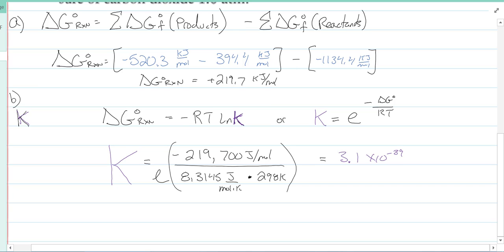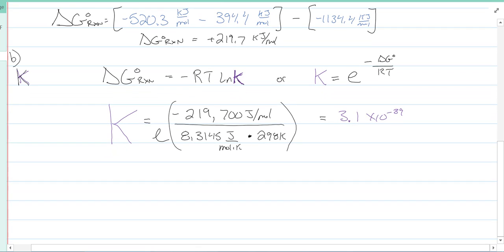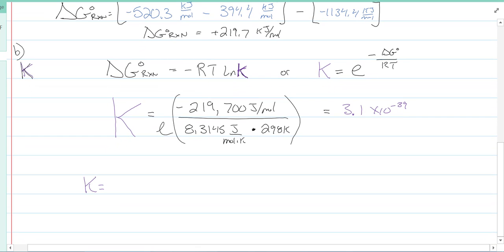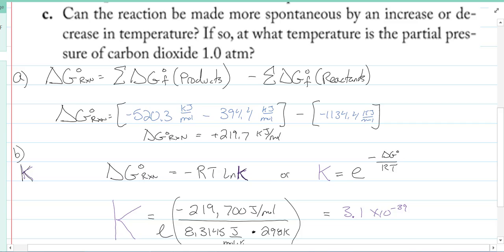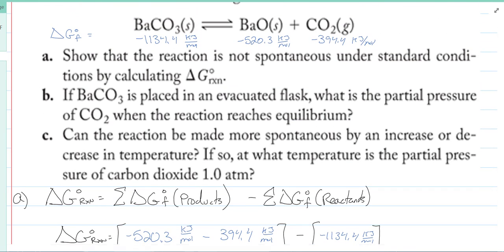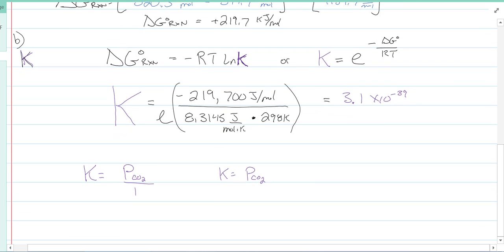So there's K. Well, what is my equilibrium constant expression for K? K would be equal to the pressure of CO2 over 1. Well, that means K is equal to the pressure of CO2. Why? Look at your reaction. CO2 is the only gas. Solids are not involved in the equilibrium constant. So the pressure of CO2 is K at 3.1 times 10 to the negative 39 atmospheres. There we go. C.